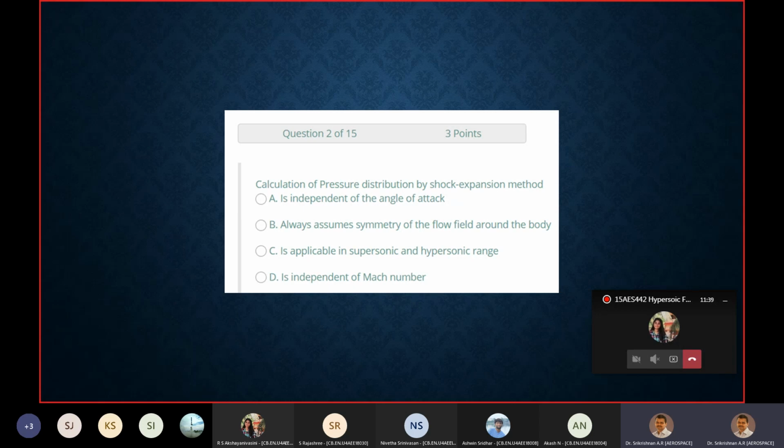Anybody has doubt about the correct answer which was given in this? Sir, I have doubts, sir. Sir, this answer is applicable for supersonic and hypersonic, sir. But this shock expansion drawback itself is that reflected shock wave. It should not be considered for shock expansion method, sir.